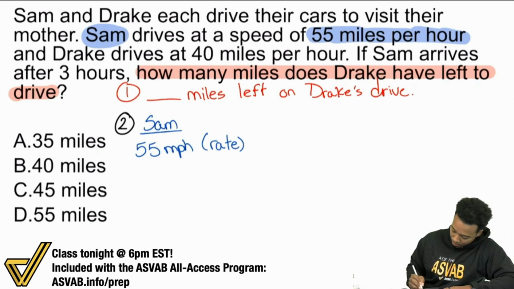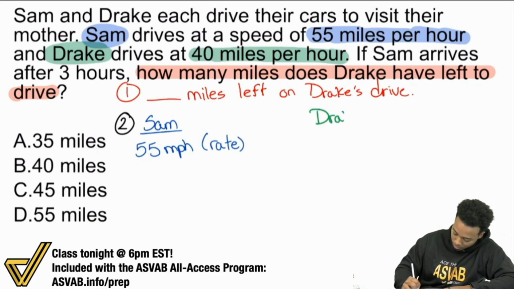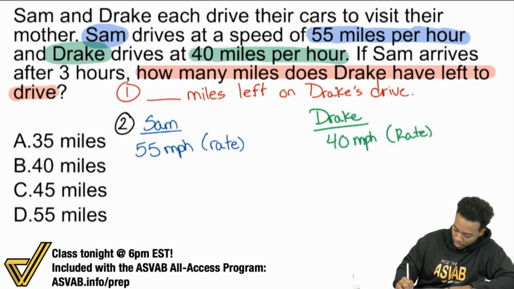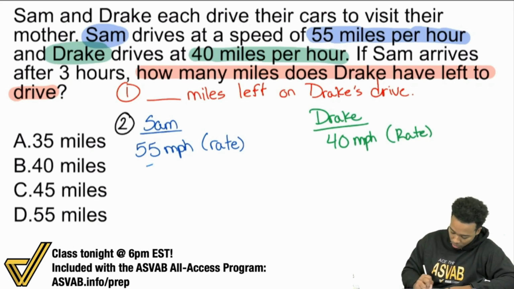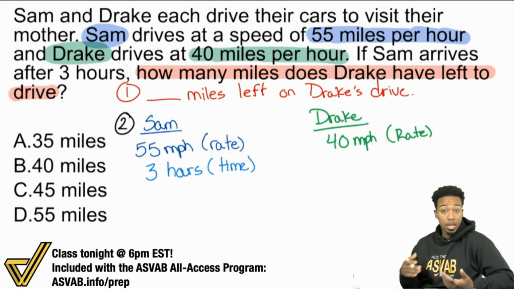Then it says, and Drake, and let's use a different color here. Drake drives at 40 miles per hour. So I'll go ahead and write Drake over here. Drake, 40 miles per hour. And again, that's a rate. Next, it says that Sam arrives after 3 hours. So Sam arrives after 3 hours. So he drives for 3 hours. And that's time. That is the amount of time that Sam has taken.